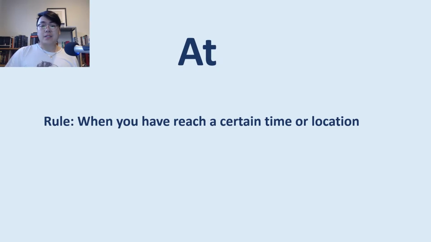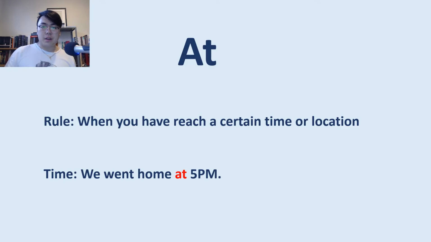So let's start with "at." With "at," you are talking about reaching a certain time or location, probably the main use. So I'll show you an example. Let's say we're talking about time, right? You could say something like this. We went home at 5 p.m., right?